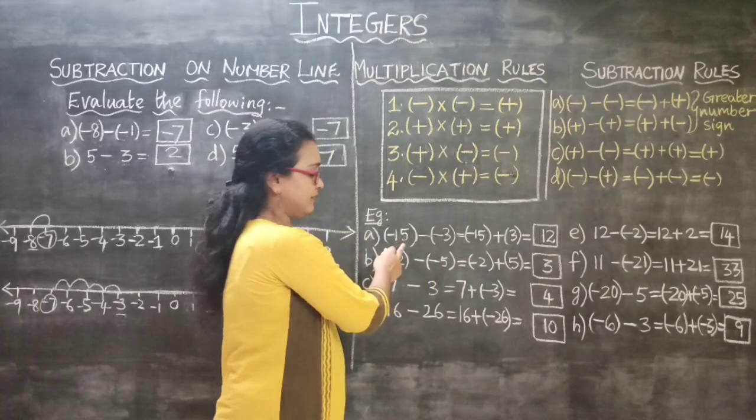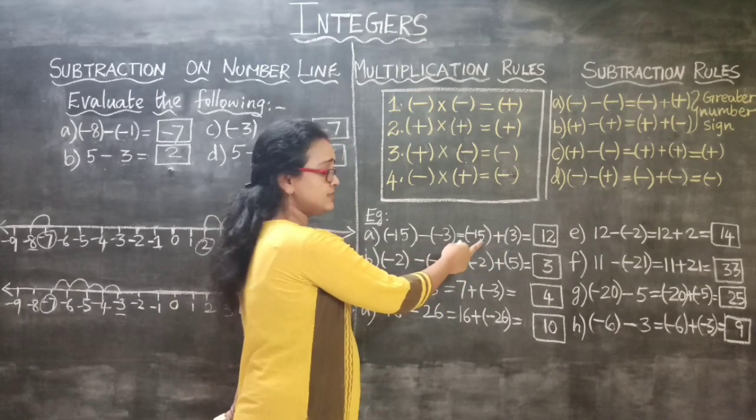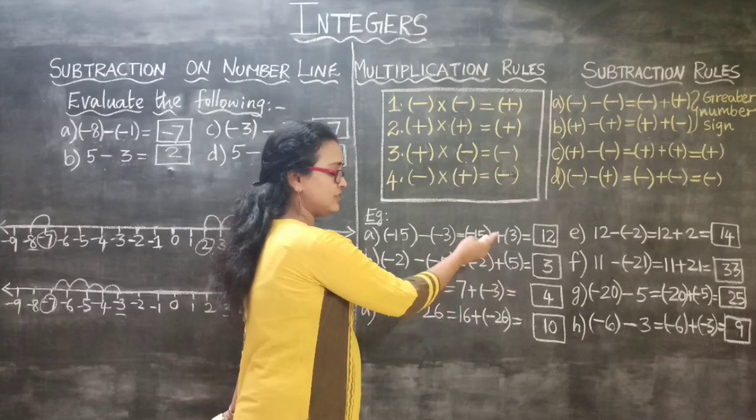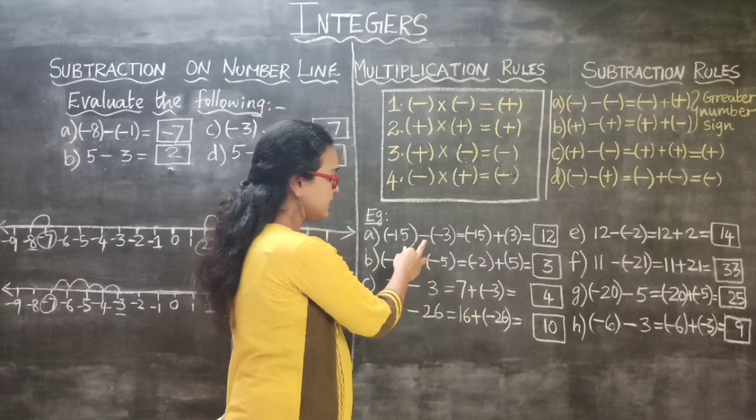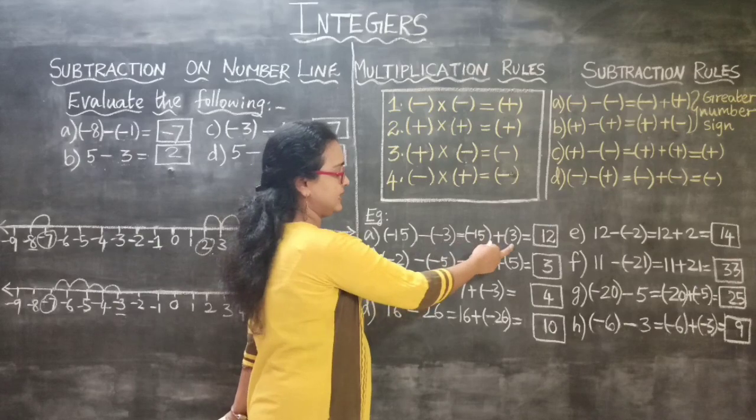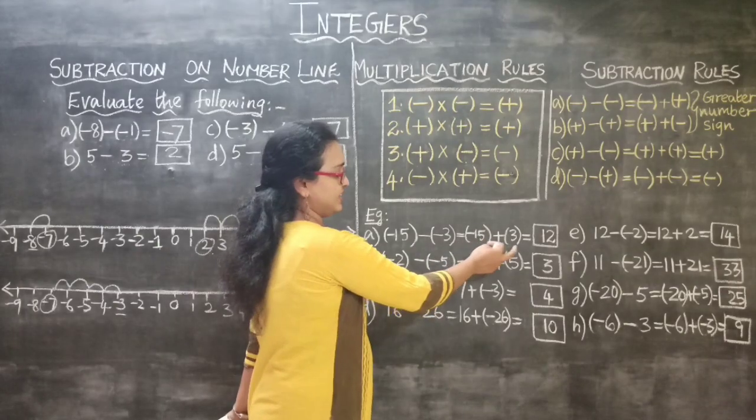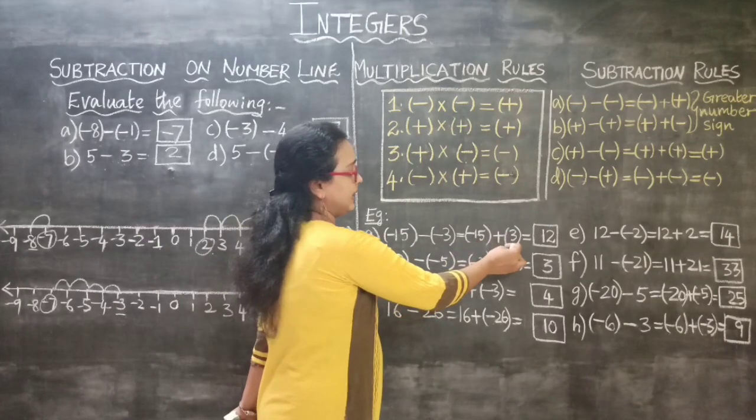I already told you that the first number remains as it is, and only the second number will change in all the sums. So here minus into minus becomes plus, and we have to do addition. So minus 15 and 3.